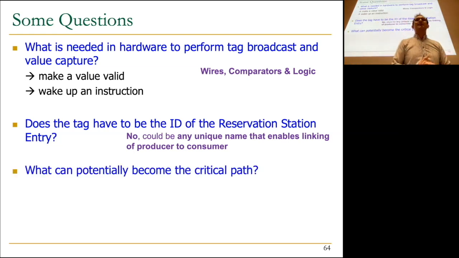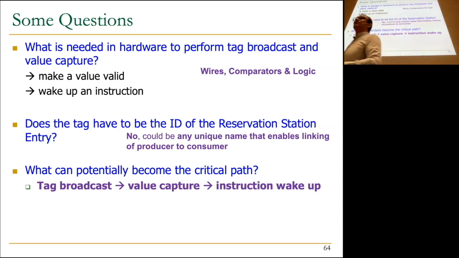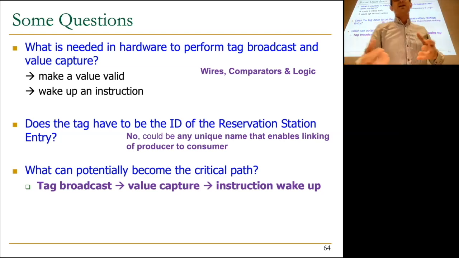What can potentially become the critical path? Well, this is actually what people have optimized over years and years. Tag broadcast: you broadcast the tag, somebody needs to capture the value, and they need to wake up. That loop is actually very long because the wires go through essentially the entire machine internally, and there are comparators all over the place. And then you need to also determine the wake up. So this is also called wake up, tag broadcast, wake up, and select logic. And this is one of the most critical parts of the machine internally.